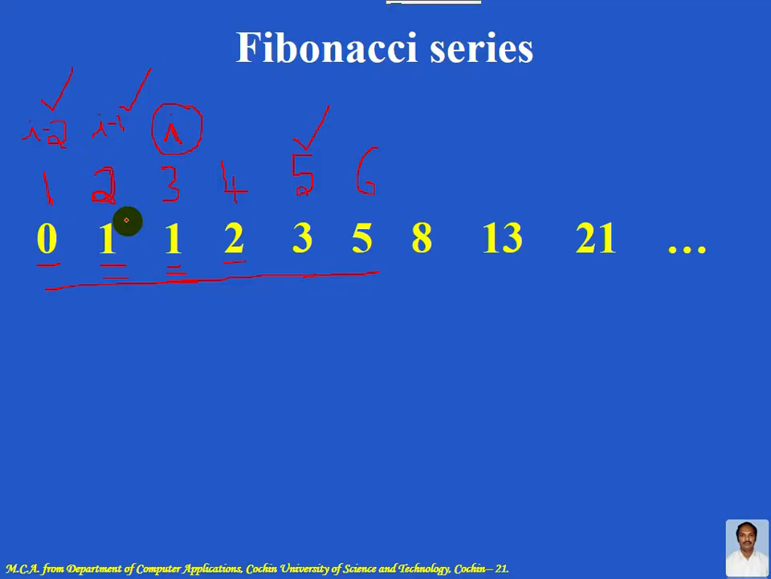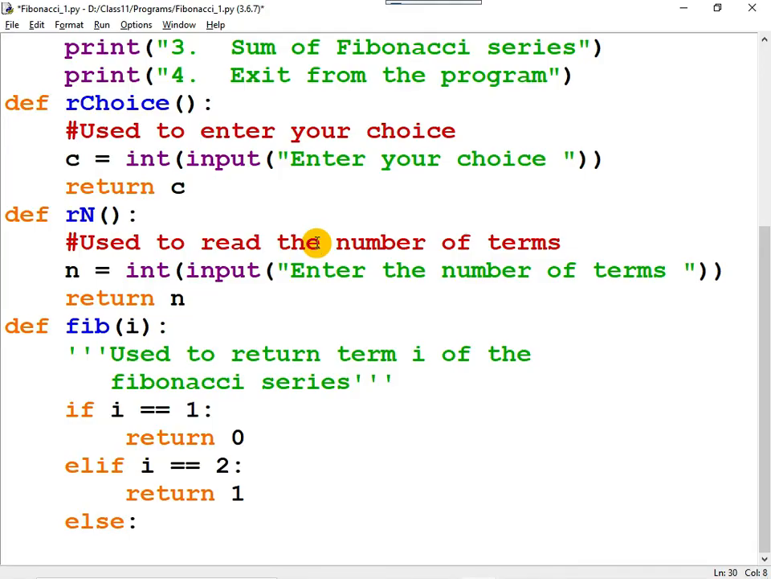how do you calculate? In order to get term I of the Fibonacci series, it is term I minus 1 plus term I minus 2, isn't it? So, in order to get this one, it is 1 plus 0, that is 1. In order to get this one, 2 plus 1, 3, and so on. Okay, so in order to get the remaining terms, it is return term I minus 1.